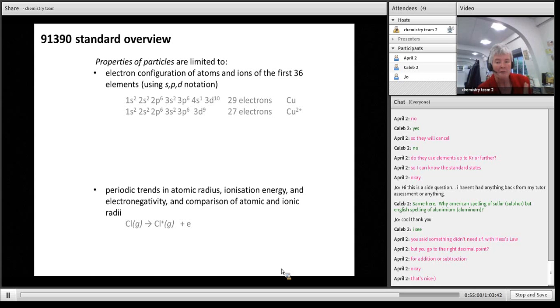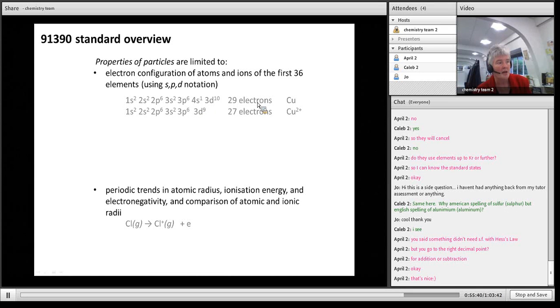So what I'm just showing here is what's in the standard. So in the exam, they can ask you anything that's in the standard. So it says properties of particles, they're limited to electron configurations of atoms and ions, and it's just for the first 36. So electron configurations only are limited to the first 36, but you can do atoms or ions, and you have to do it in SPD. Don't say 2, 8, 8, 2 or something like that. That's level 2 stuff. You need to do level 3, so it's always SPD notation.